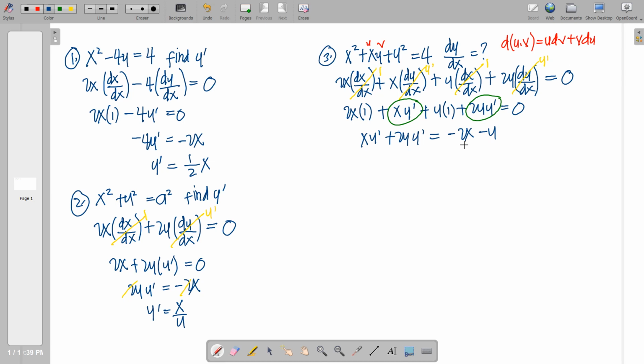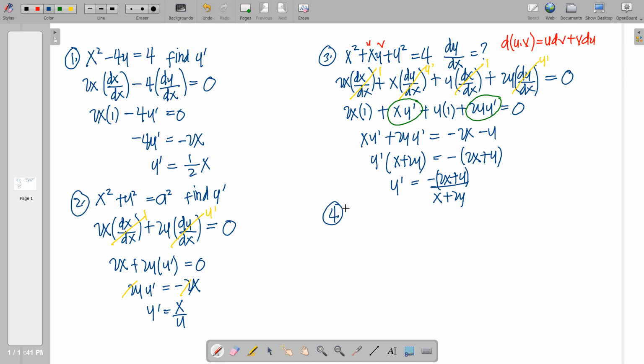And then this 2x is transposed from the left side together with y here. So both will be negative. And then y prime will be factored out. So what is left is x plus 2y inside the group. And perhaps we can also factor out negative 1 here, so that the inside term will become 2x plus y. And then finally, we get y prime is equal to negative quantity 2x plus y all over x plus 2y.